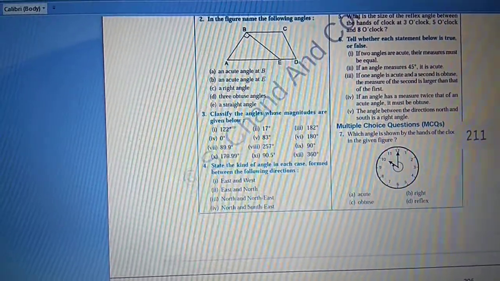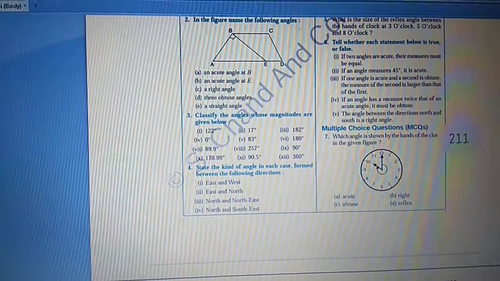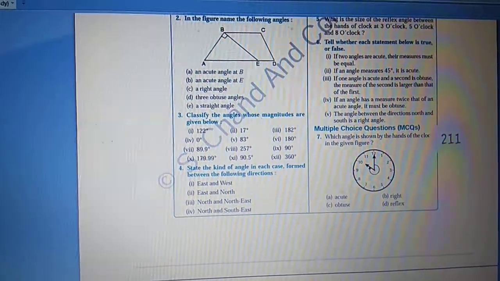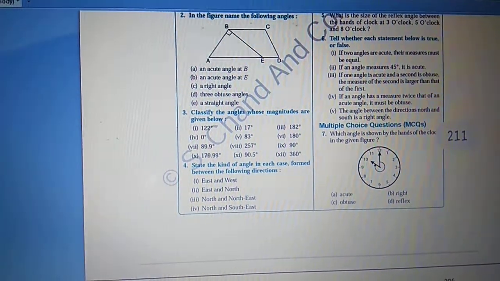If 2 angles are acute, their measures must be equal. So 2 acute angles must not have the same measurement. For example, an angle is measuring 30 degrees and another angle is measuring 45 degrees. Both are acute but both are not equal. So the first statement will be false.